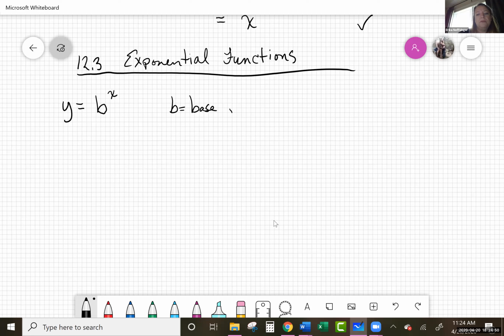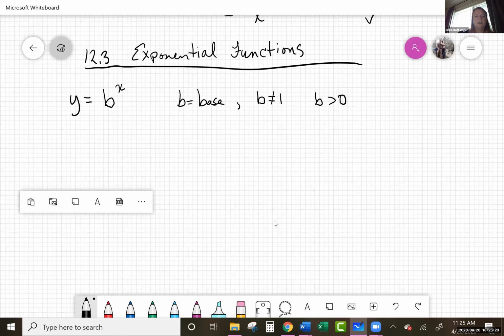We have to have a couple stipulations on our base. B cannot be equal to 1, because if you're always raising 1 to some power, you're always getting back 1, and so that's not exponential. The other thing is that B has to be a positive number, so it has to be bigger than 0. And the reason for that is if your base was a negative number, as your exponent changes between even and odd, you would have either a positive or negative number. And so that would not be an exponential function. And so if those cases hold, then you're going to have an exponential function.